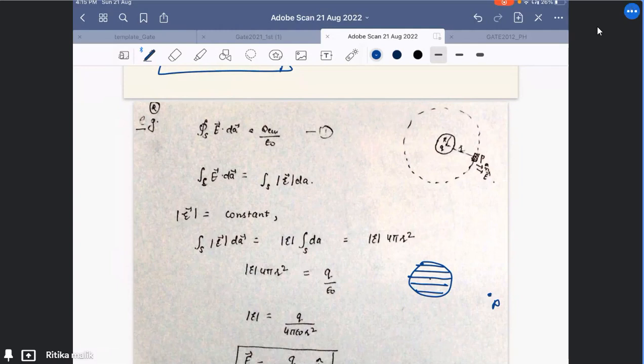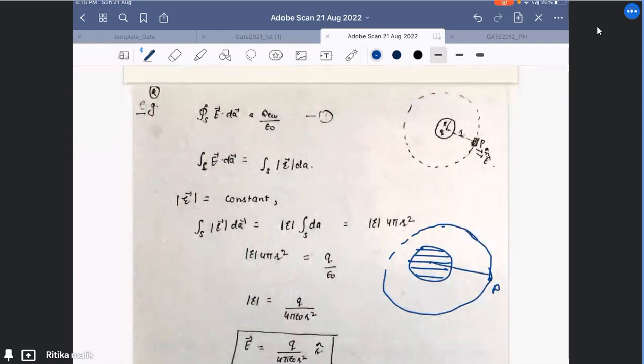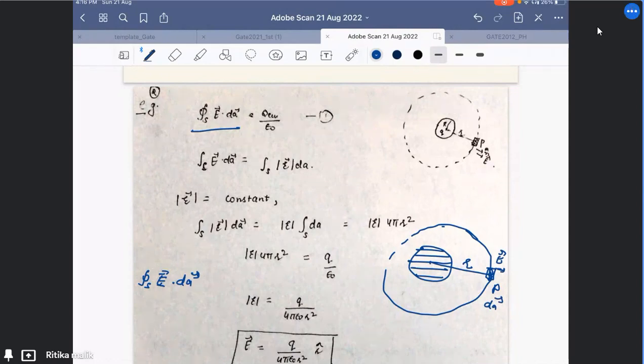So what we do is we create a Gaussian sphere around this charge. It is an imaginary sphere, it has to be concentric, so at any distance r. So we calculate first the left hand side, which is the closed integral E vector dot dA. As I have told earlier, we assume that within this small area element, electric field and dA vector are in the same direction. So the dot product will become simply mod E into dA, cos theta will become 1, and mod E will come out of the integral, and we are just left with the surface integral of dA.